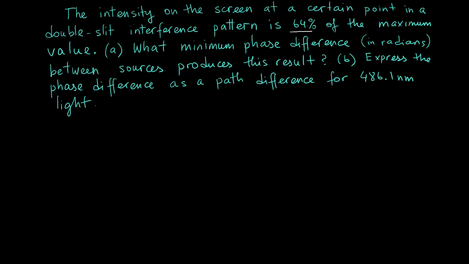This 64% of the maximum, I'm going to write as intensity at a certain point equals 0.64 I naught, because I naught is our I maximum. We want to find the minimum phase difference, which we normally denote as phi, that produces this result. So let's recall our expression for intensity at any point of the interference pattern.